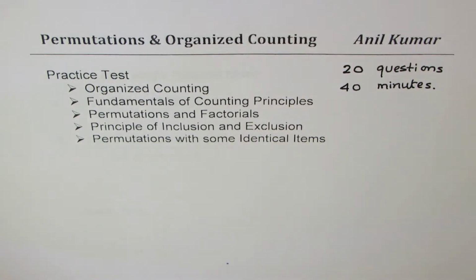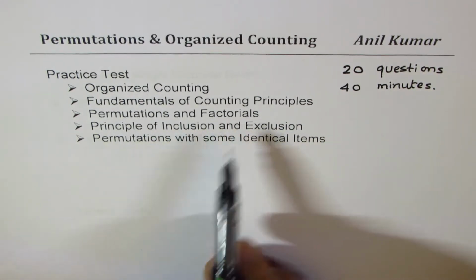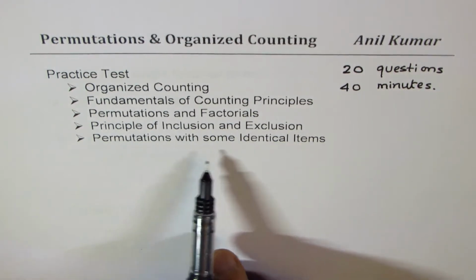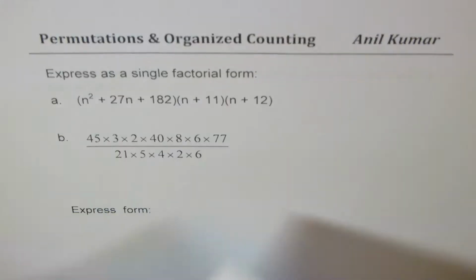Since I'll be explaining, I may take around 40 minutes, but when you solve these questions, you should be in a position to complete this test in half an hour. We'll cover the topics organized counting, fundamentals of counting principles, permutations and factorials, principle of inclusion and exclusion, permutations with some identical items. So let's begin.